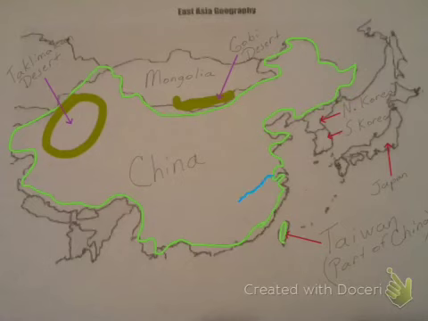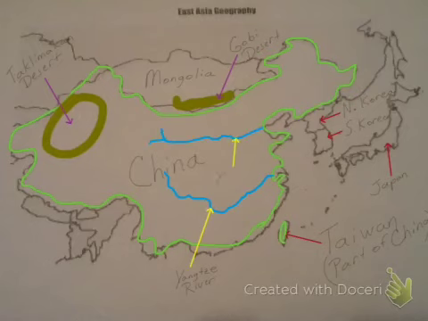After deserts, we are going to go to rivers. Our first yellow is the Yangtze River. That is the largest river in China, and it's also going to be home to an interesting landmark that we talk about a little bit later. Another river that goes through Beijing, the capital of China, is the Yellow River. We need to know that one also.